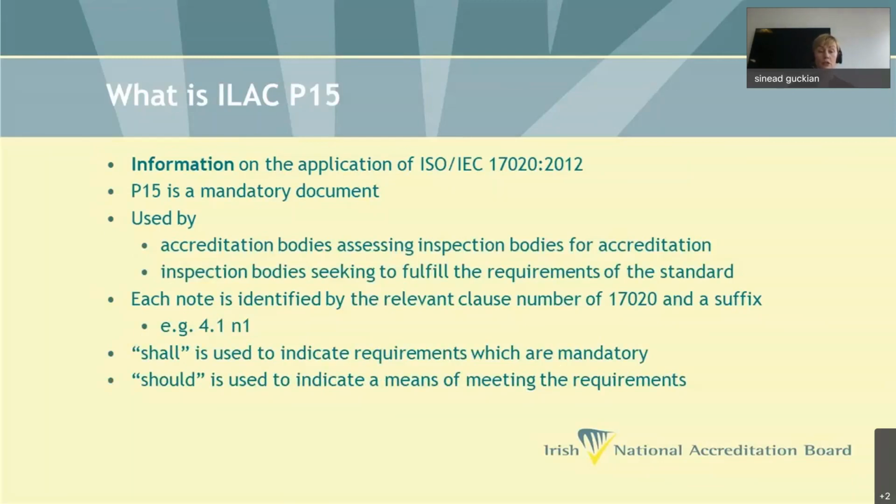The structure of the document is such that each note is identified by the relevant clause number of 17020 and a suffix. So for example, 4.1 note 1 is the first note in relation to clause 4.1 of 17020. The term shall is used to indicate requirements that are mandatory, and should is used to indicate a recognised means of meeting the requirements. And if an inspection body doesn't use the should requirements, it must demonstrate to the accreditation body how it meets the requirements of the clause in an equivalent or a better way.